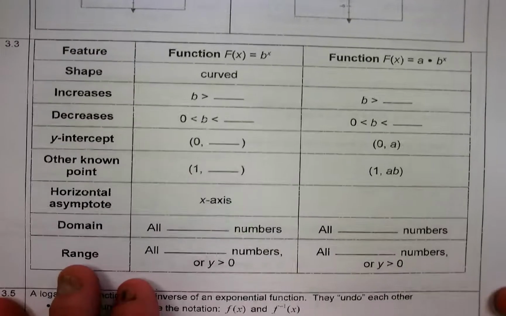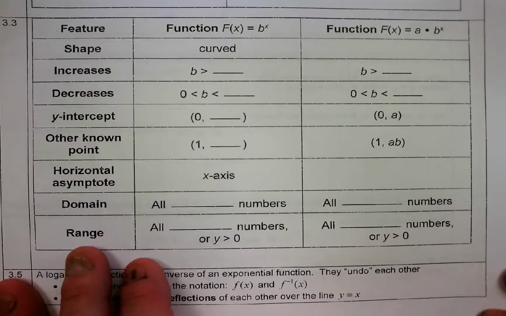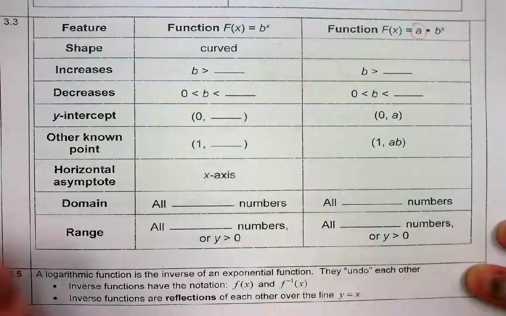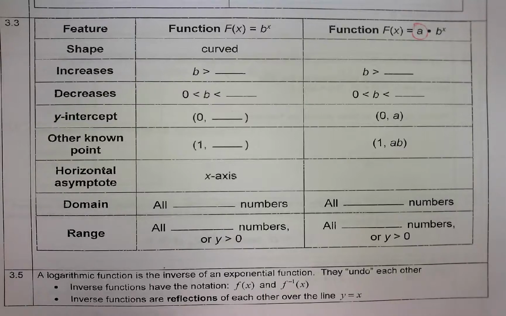There are some features that all these functions have. This is the same function; the only difference is there's an a. So it means it's a vertical stretch. Remember that anything on the outside of a function, not with the x, is a vertical stretch or compression. We can do the same things with all of our parent functions. We can stretch it, we can reflect it, we can move it horizontally or vertically.